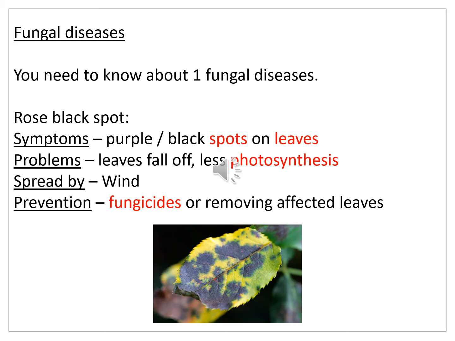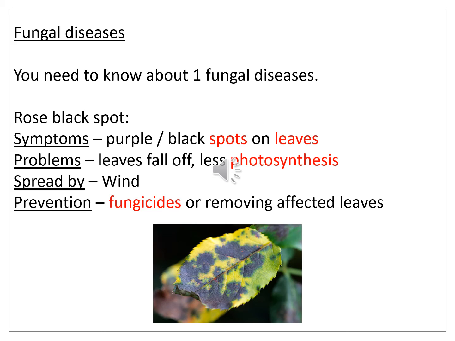There is only one fungal disease that you need to know about. It's a disease that affects plants, and this time it's called rose black spot. As the name suggests, the symptoms include purple or black spots on the leaves of plants. Similarly to tobacco mosaic virus, because there are black spots on the plants, the chlorophyll is non-functional. This means there is less photosynthesis, and obviously the plant will not be able to grow.